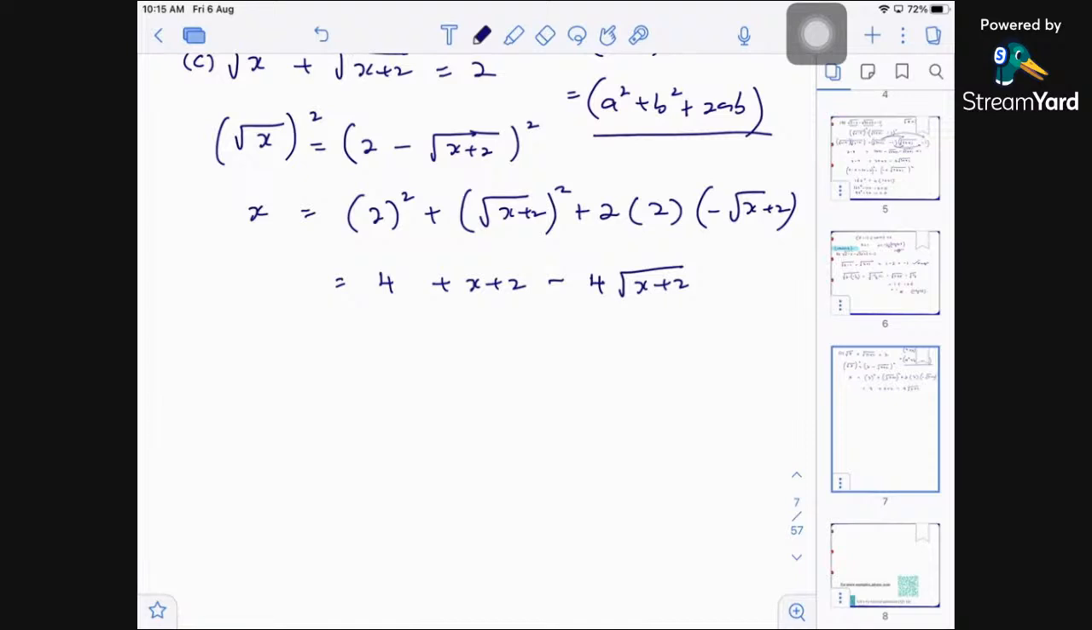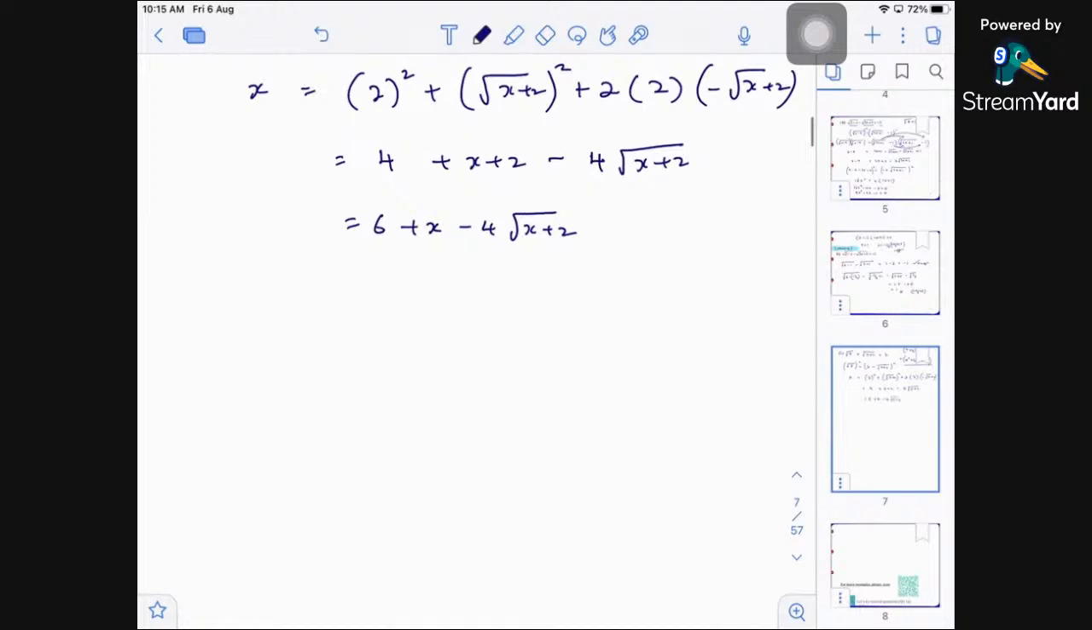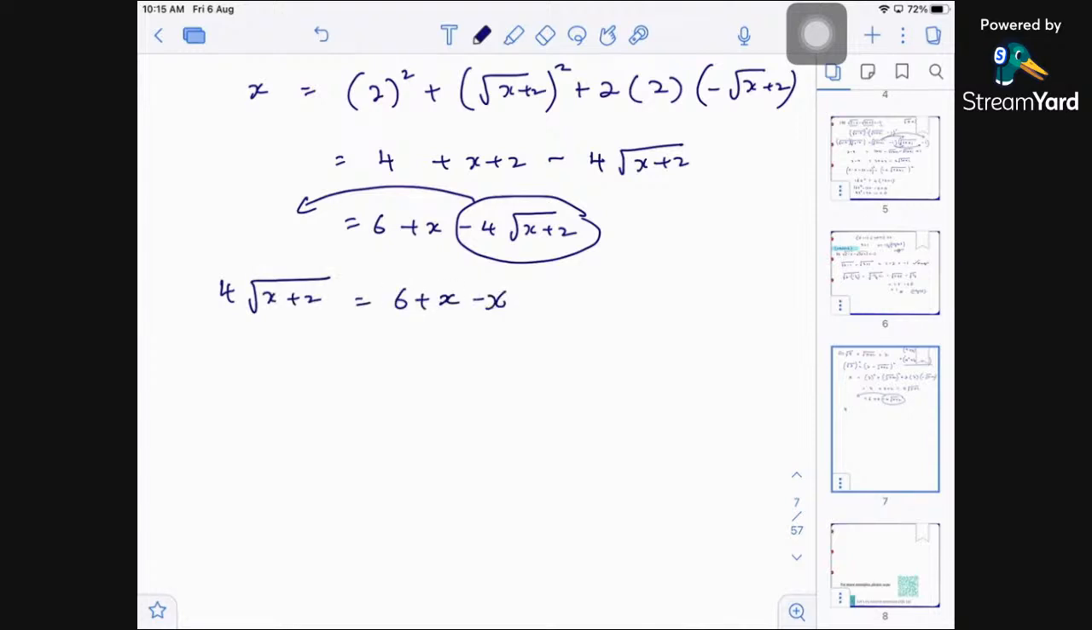One thing many students do is they take this 4 minus this 4 and give me 0. Wrong. This 4 is only related to the square root here; it is multiplied, so you cannot subtract like that. From here, it is very easy: 6 plus x minus 4 square root x plus 2. This time I shift this part back to the left hand side. So I get positive 4 square root x plus 2 equals 6 plus x minus x. The x was here, we shift it back.